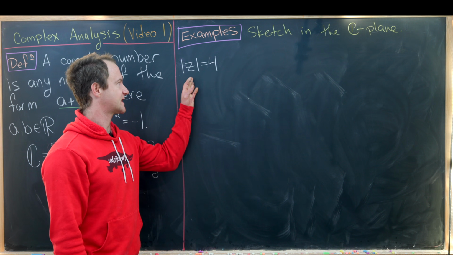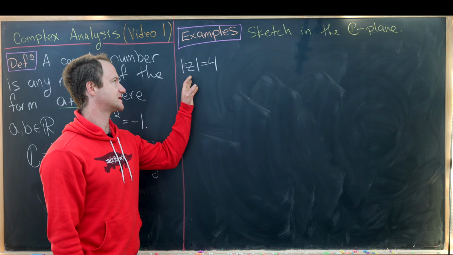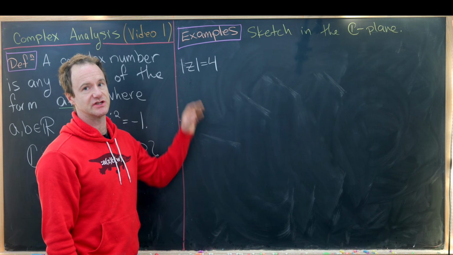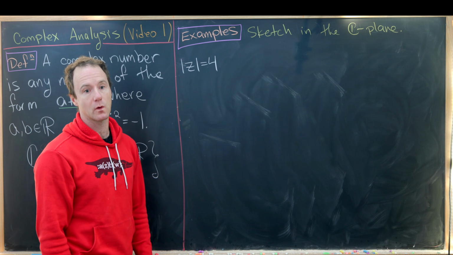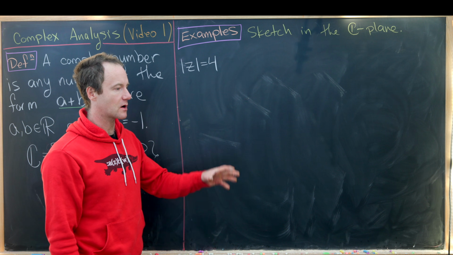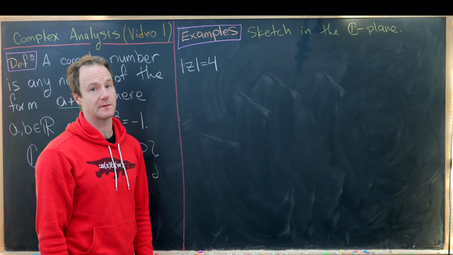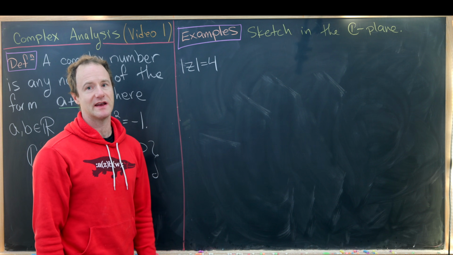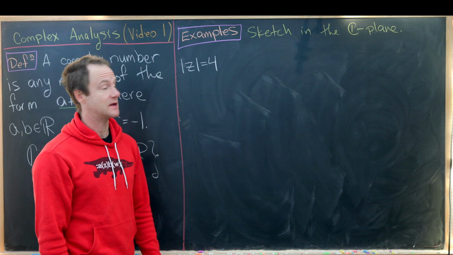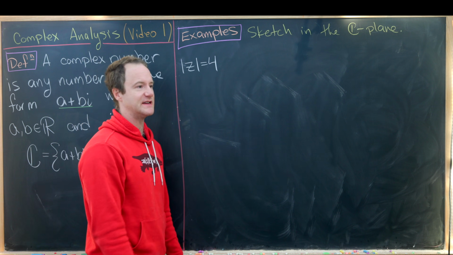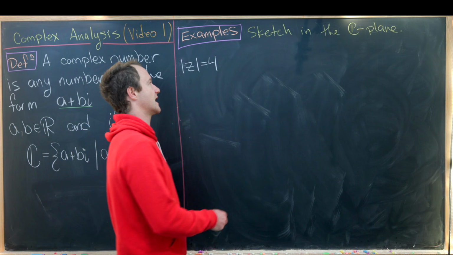So in this first case, we're going to look at the set of all complex numbers z that satisfy the condition the modulus of z is equal to 4. So in other words, this is all complex numbers that are 4 units from the origin. Now you might be able to write down exactly what that is immediately, but let's maybe go through a couple of details just to see that our guess is correct.